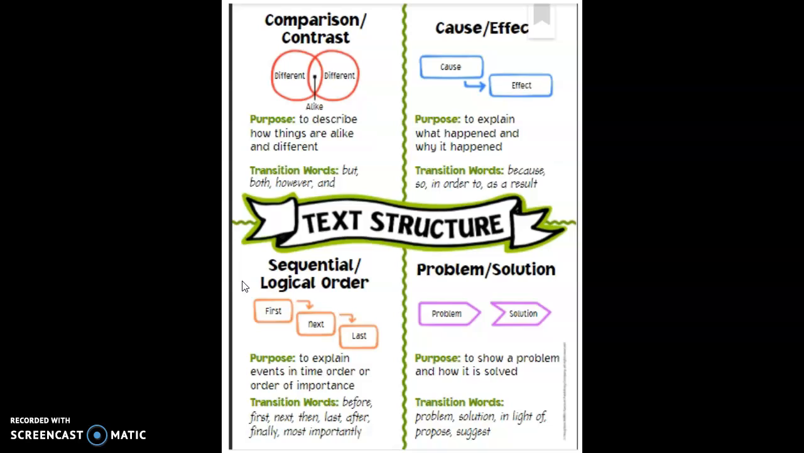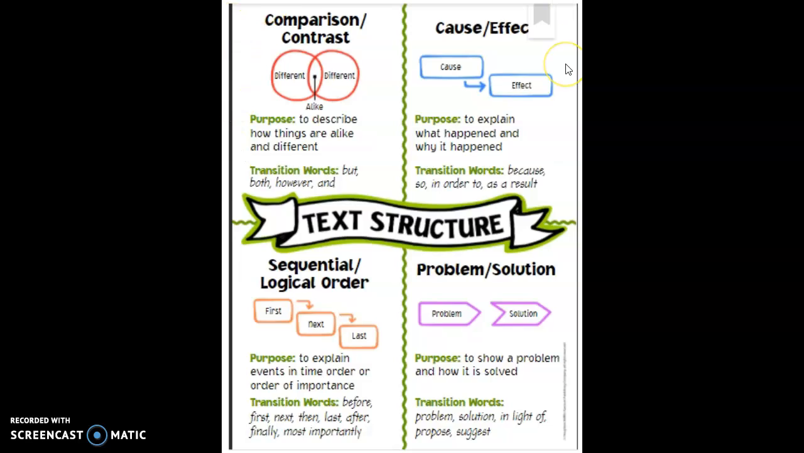Okay? And so I want us to look at comparison and contrast first. You guys have seen the Venn diagrams before, and the purpose of the comparison and contrast text structure is to describe how things are alike and different. You may see transition words such as but, both, however, and.